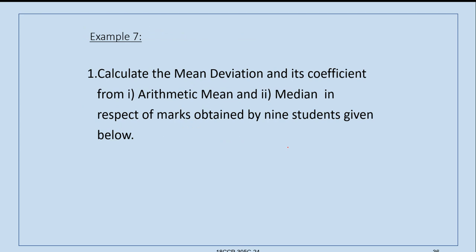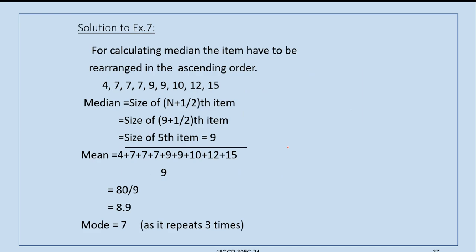Calculate the mean deviation and its coefficient from arithmetic mean, median, and mode in respect of marks obtained by 9 students given below. This is individual observations. Marks out of 25 are 7, 4, 10, 9, 15, 12, 7, 9, 7. For calculating median, the items have to be arranged in ascending order, that is smallest value to highest value.